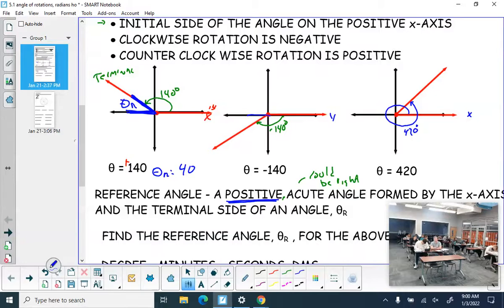Go ahead and calculate our theta reference for the next two. And once again, check your answer with somebody around you. What is the measure of the reference angles for the next two?